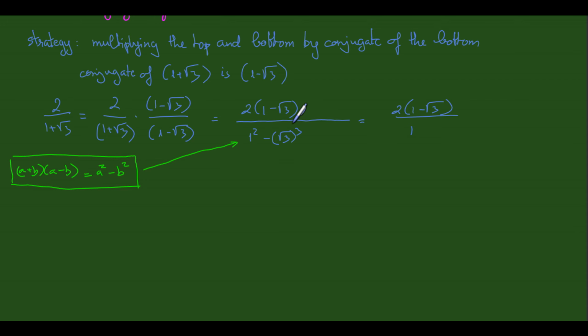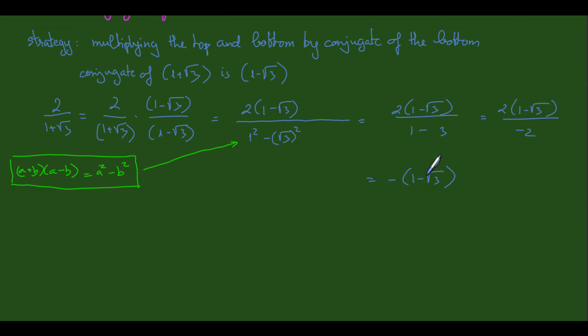I'm sorry, I don't know why I put raised to the third. Okay, so square root of 3 square is 3. Then from here I got 2 times 1 minus square root of 3 over 1 minus 3, which is negative 2. Okay, 2 divided by negative 2 is negative 1. The answer will be negative 1 minus square root of 3. That will be your answer.